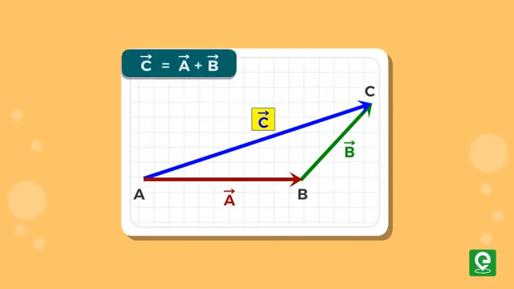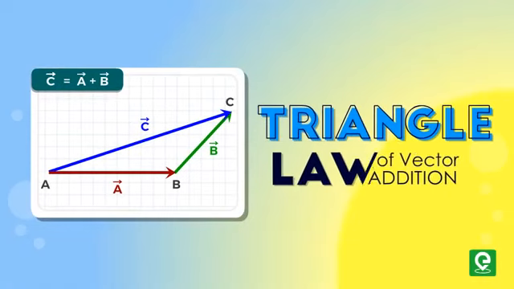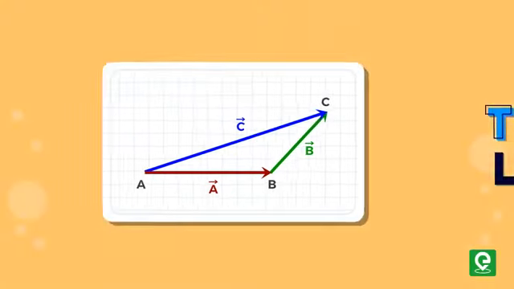Vector C represents the sum or the resultant vector of the displacement vectors A and B, or vector A plus vector B equal to vector C. This is known as triangle law of vector addition.